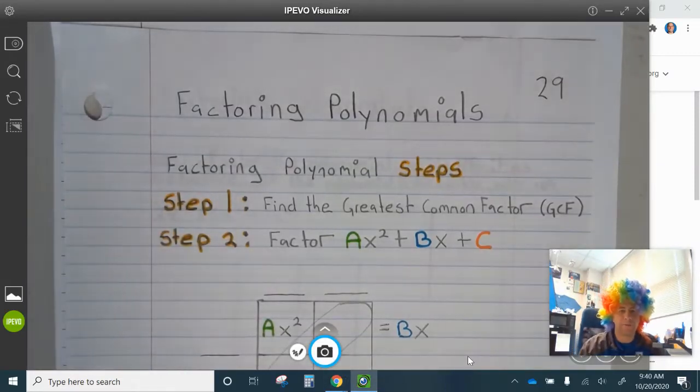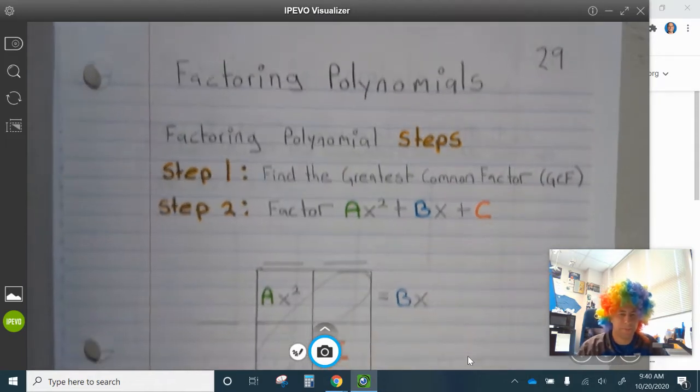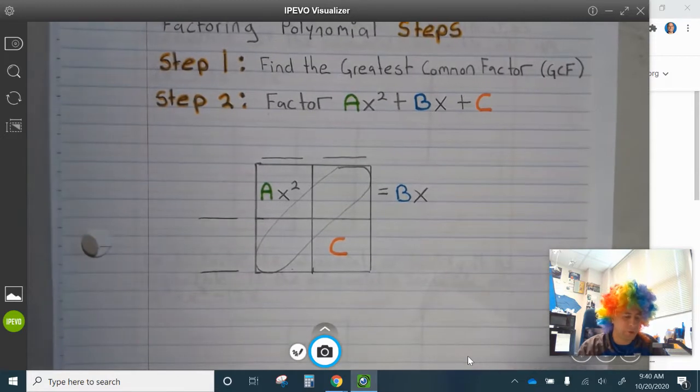Okay, Waka, today we're going to journal page 29, factoring polynomials. Factoring polynomial steps. Step 1, find the greatest common factor, GCF. Step 2, factor ax squared plus bx plus c. We're going to do that using the reverse box method, and I'm going to explain this box method in the next example, okay?